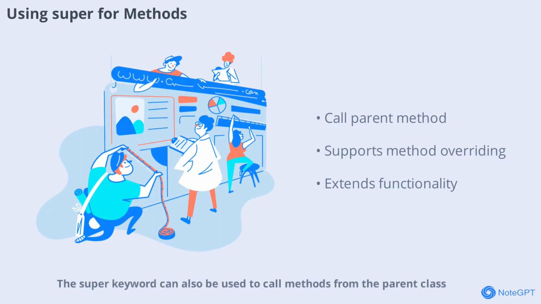The super keyword can also be used to call methods from the parent class, especially when the child class overrides a method with the same name. This is useful when you want to extend or modify the behavior of the parent method but still need to use its original functionality. Simply use super.methodName to invoke the parent's version.